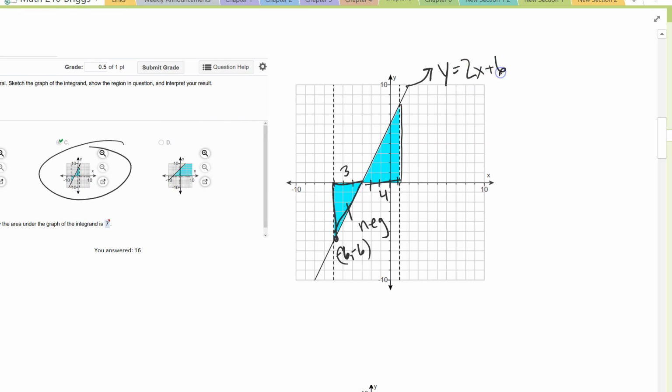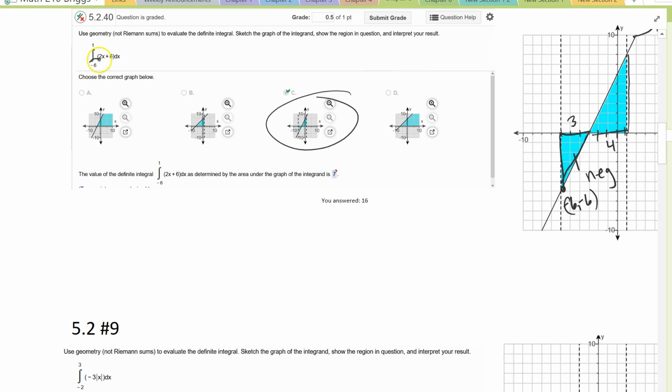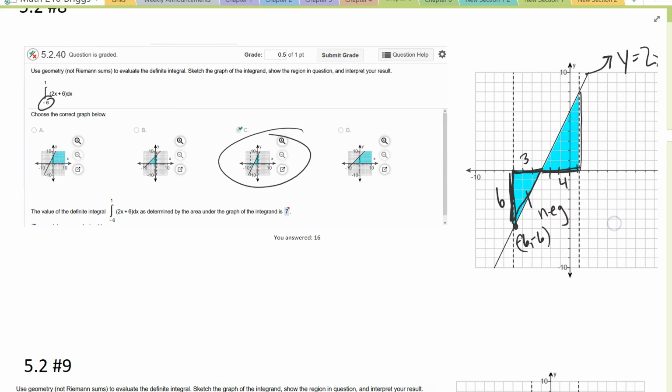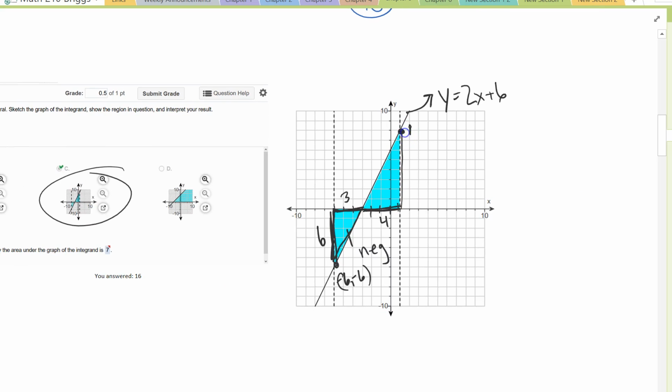If I plug in the lower bound, that gives me that this distance is 6, this distance is 3, this distance is 4. If I plug in 1, then the value of the output is 8. So then this height would be 8.